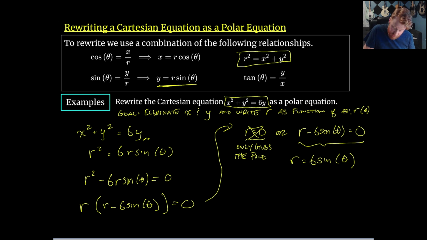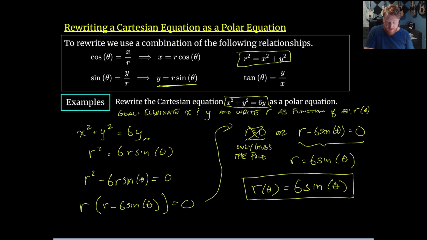So if I really wanted to be explicit about this, I could say that r of theta is equal to 6 sine of theta. And there is our new function as a polar equation. And for what it's worth, the graph looks like a circle sitting right on top of the origin here. So there's the point that we knew it went through. We knew it went through the pole, and the circle just lives on top, and it's got a radius of 6. So there we go. We have rewritten this Cartesian equation as a polar equation using these relationships above here.